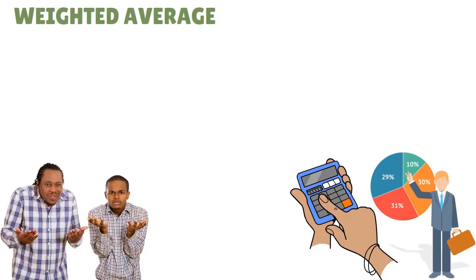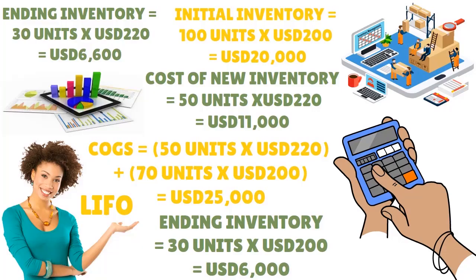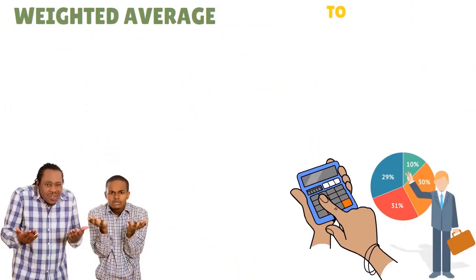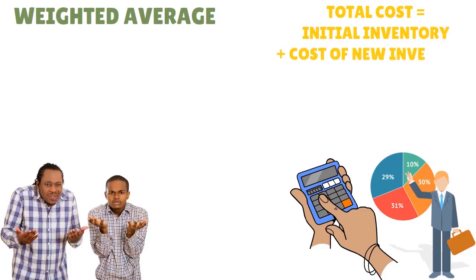So let me use the same example that I used earlier. Our initial inventory is the same, right? 20,000. Our cost of new inventory also remains the same at 11,000. Once again, let's say the store sells 120 smartphones. The calculation for weighted average cost is as follows. Total cost, initial inventory plus cost of new inventory, that's 31,000, right? 20,000 plus 11,000 equals 31,000.